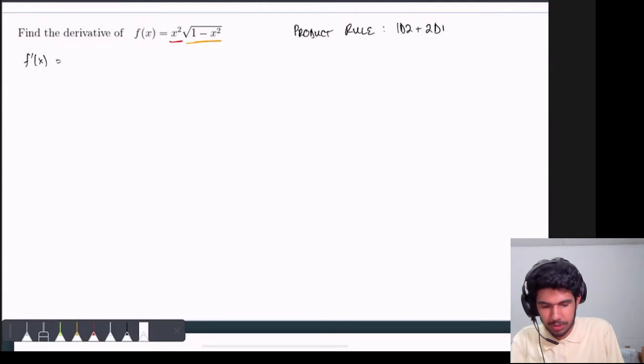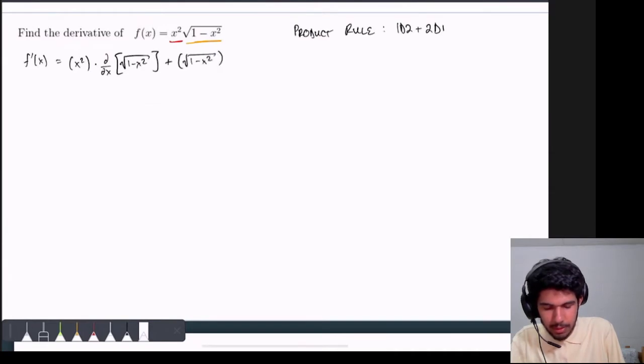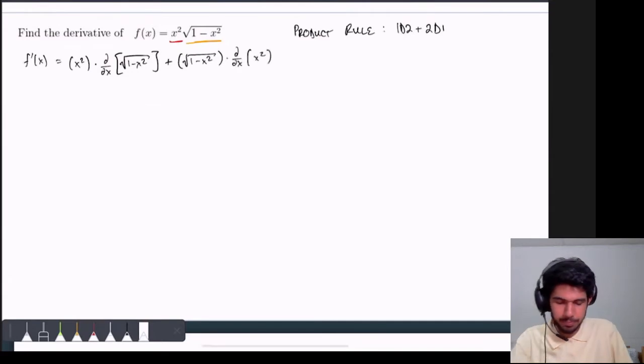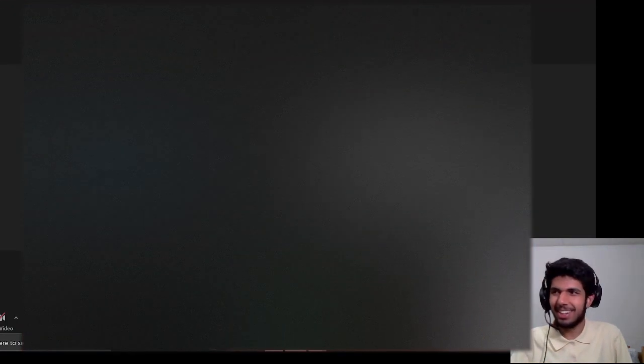So this is equal to 1x squared times the derivative of the square root of 1 minus x squared plus the second, which is 1 minus x squared, times the derivative of the first, right? X squared.